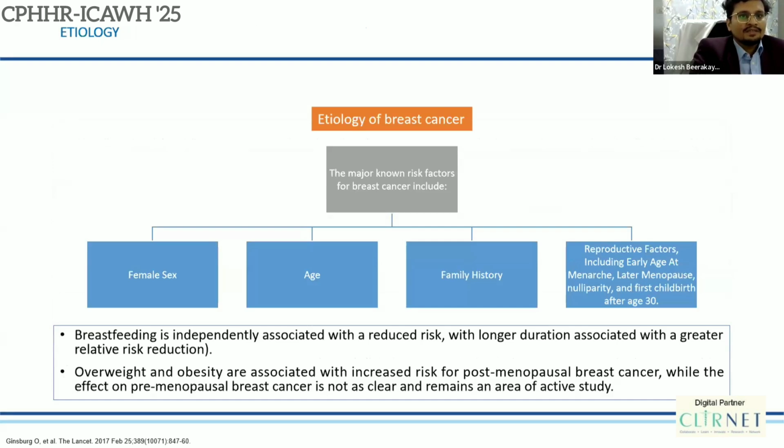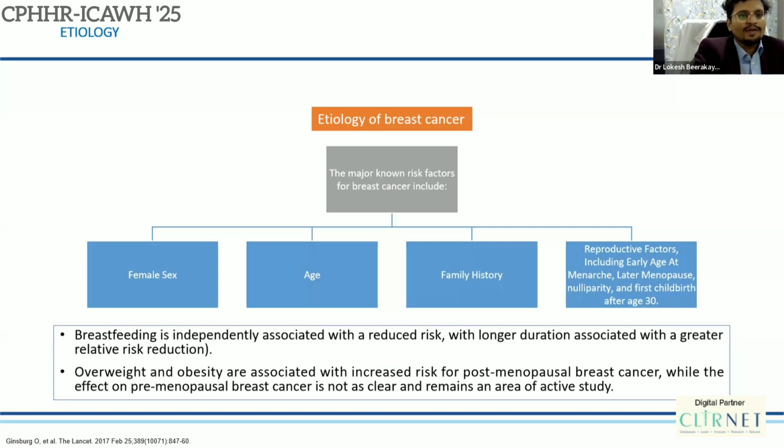So the etiology of breast cancer, of course, apart from the female sex, the age also plays an important role. As the age progresses, the risk of breast cancer also increases. The family history and certain reproductive factors like early age at menarche, later menopause, nulliparity, and first childbirth after 30 years, they all are risk factors. Breastfeeding is independently associated with a reduced risk, with longer duration associated with a greater relative risk reduction. And also, we need to keep in mind that overweight and obesity are associated with increased risk for postmenopausal breast cancer, while the effect on premenopausal breast cancer is not as clear and remains an area of active study.